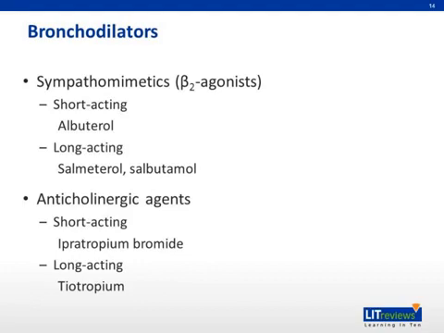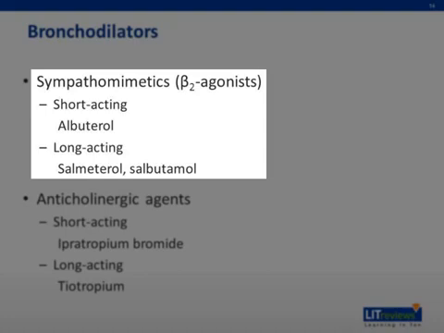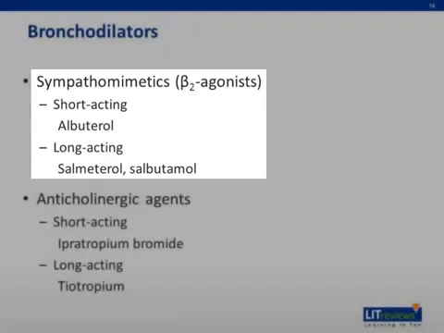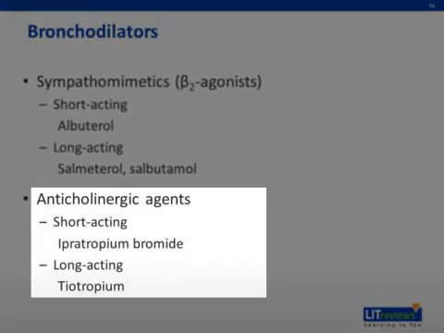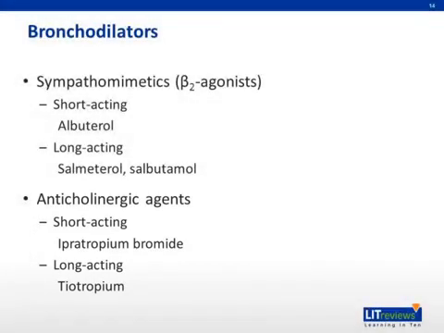There are two types of medications that result in bronchodilation. Sympathomimetics target the beta-adrenergic receptors, while anticholinergic agents target the acetylcholine system. Both of these agents come in both short and long-acting preparations.